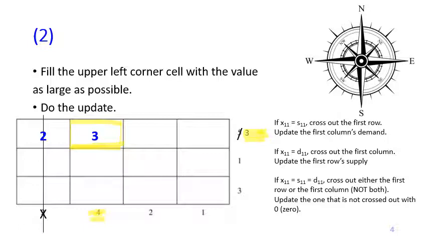Now it means that what you fill there is the same as the supply of the row, right? So that's why you cross out the row and then update the column. You update the column from 4, which now becomes 1, because out of the original demand of 4 units, 3 have been fulfilled. The remaining demand becomes 1 unit for column 2.